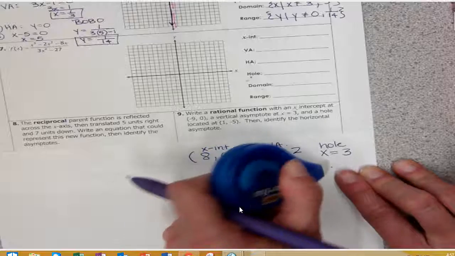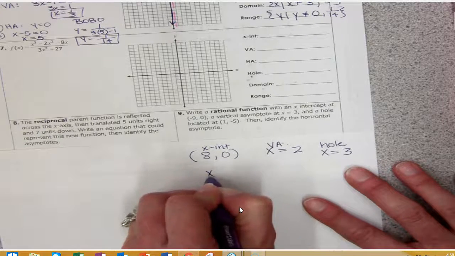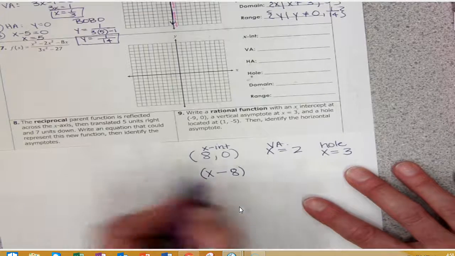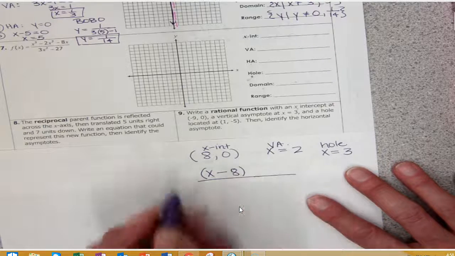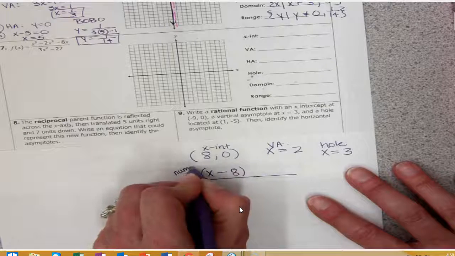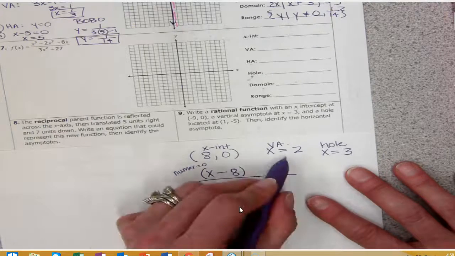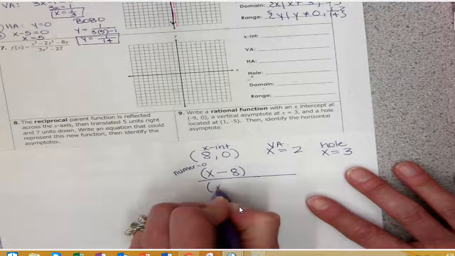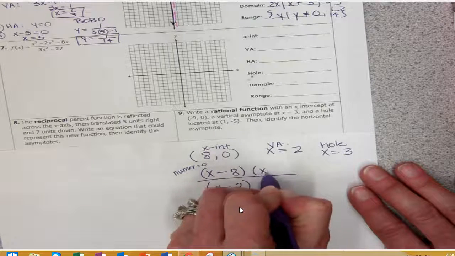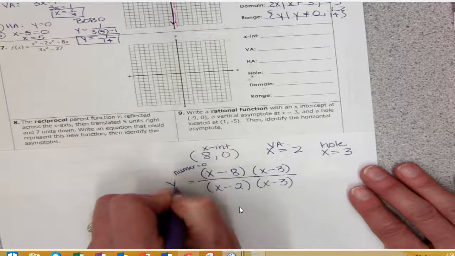Well, you basically just figure out, what do you know? You know that to find your x-intercepts, your numerator has to equal 0. So x minus 8 will give you a numerator of 0. So that's my numerator, because that is my x-intercept. I also know that my denominator to create this vertical asymptote cannot equal 2. So that would be x minus 2. And if I have to have a hole at 3, if I have x minus 3 over x minus 3, will that create a hole? You bet it will.